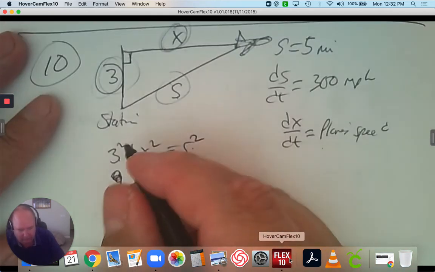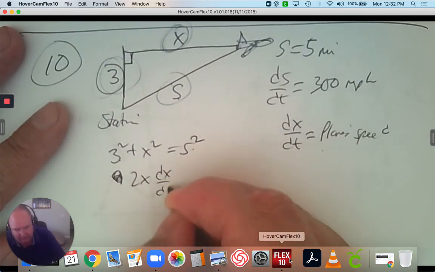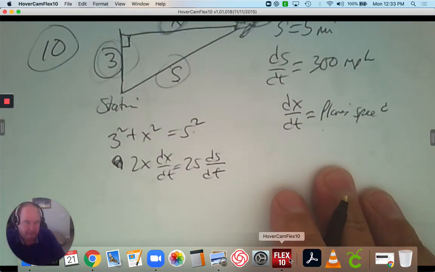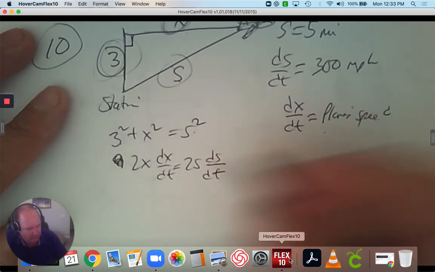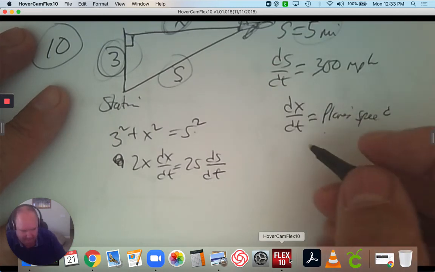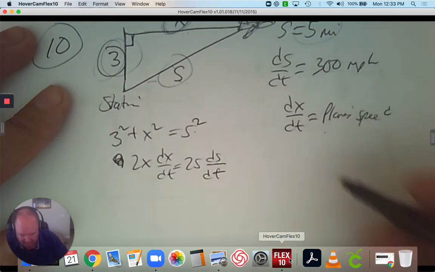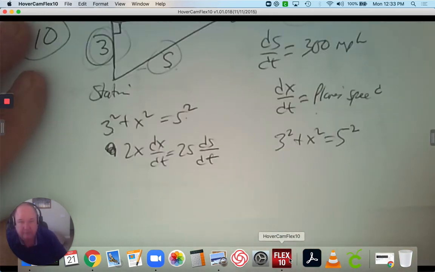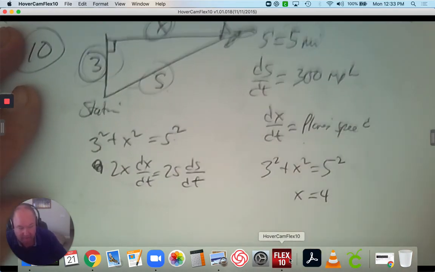Take the derivative with respect to time. So that's 0, plus 2x dx by dt equals 2s ds by dt. I don't know what x is, but I can solve it. So when s is 5, what's x? 3 squared plus x squared equals 5 squared. What does x equal? That's a 3, 4, 5 triangle. Or you can solve it to see it's 4.